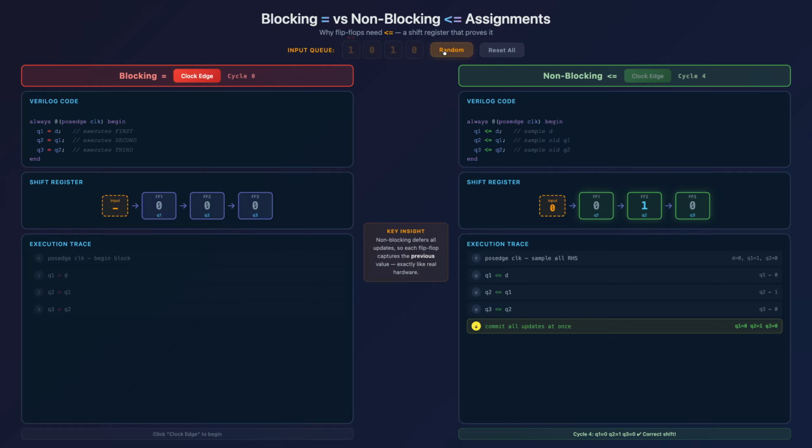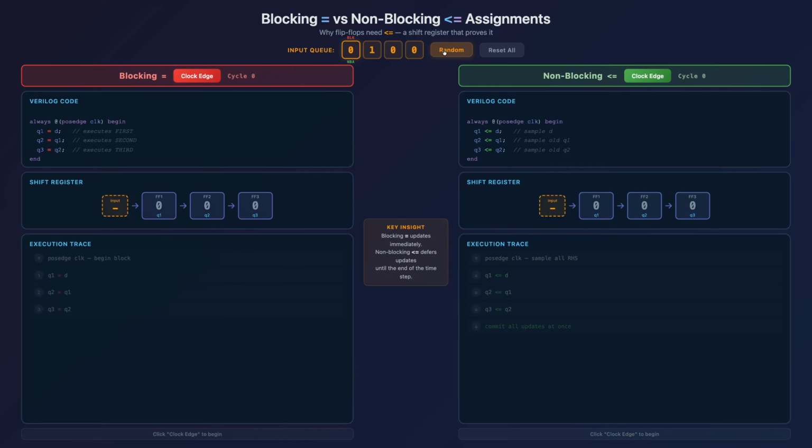If you had described this with blocking statements with the equal sign, let's see what would happen. So we're going to go back. We won't get the same data, but let's look at this sequence of data: 1, 1, 0, 1. All right, so what happens with the blocking statement is when you operate this, we'll go through it.